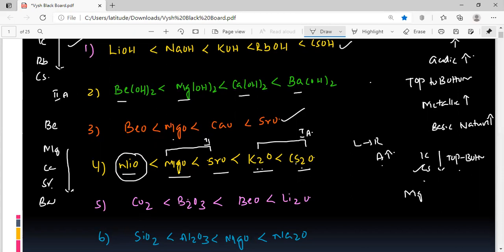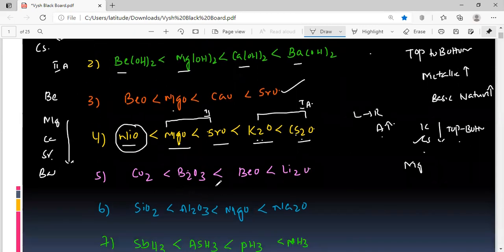Coming to the next one, look at CO2, B2O3, BeO and lithium oxide. These are the period elements, from left to right. So look at here, it is lithium, beryllium, boron, carbon. From left to right, acidic nature increases. That means first A group elements have more basic character than the second, third and fourth group elements. Least basic character is of carbon and next one is B2O3.